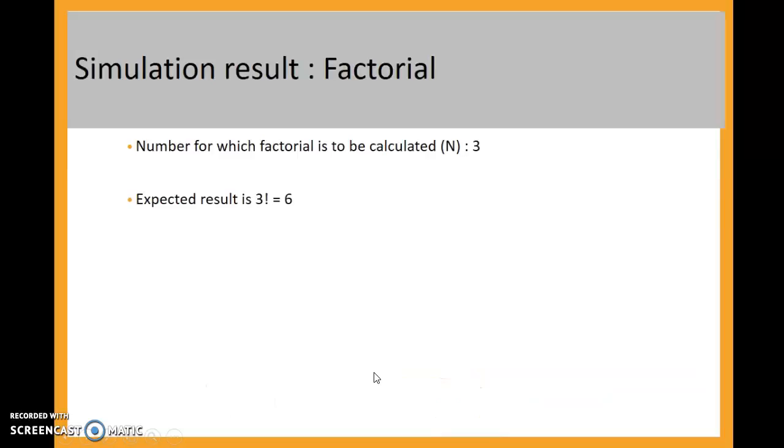So the next program which we ran on our Nios II design is a factorial code. The factorial for any number can be computed. So our example is 3, and the expected result is 3 factorial, which is 6. The factorial uses a special type of instruction called jump and link recursively, and let us see how this works in the waveform.